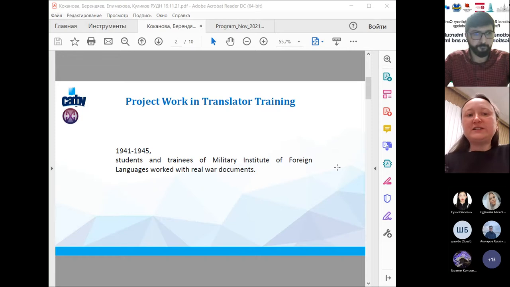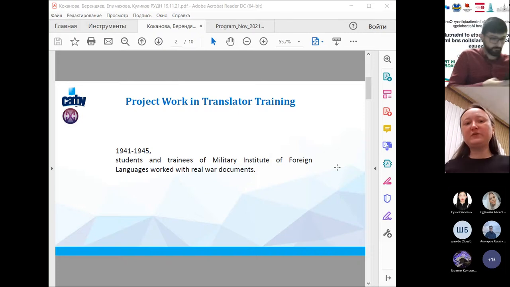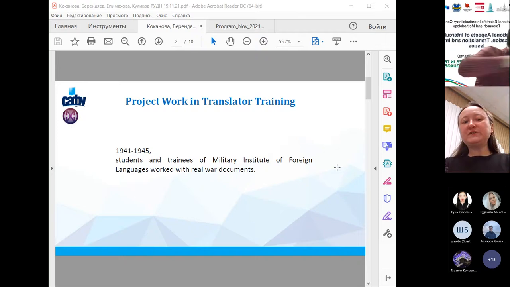In fact, project work in translator training had been used long before this term appeared. For example, in 1941-1945, students and trainees of the Military Institute of Foreign Languages worked with real war documents, and their translations were used together with those made by professionals. The experience of this practice-oriented approach and attention to applied subjects developed under extreme conditions can be analyzed and used in translator training.